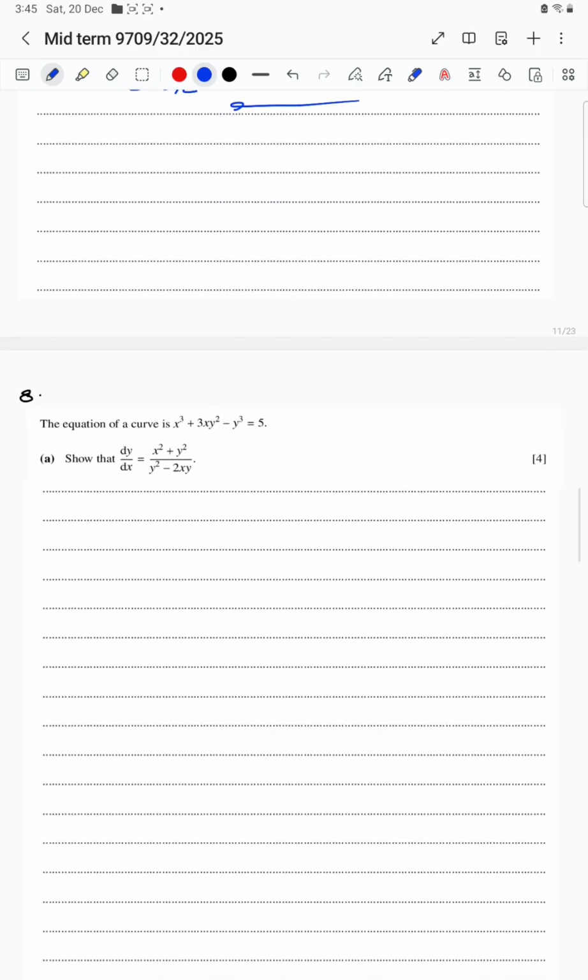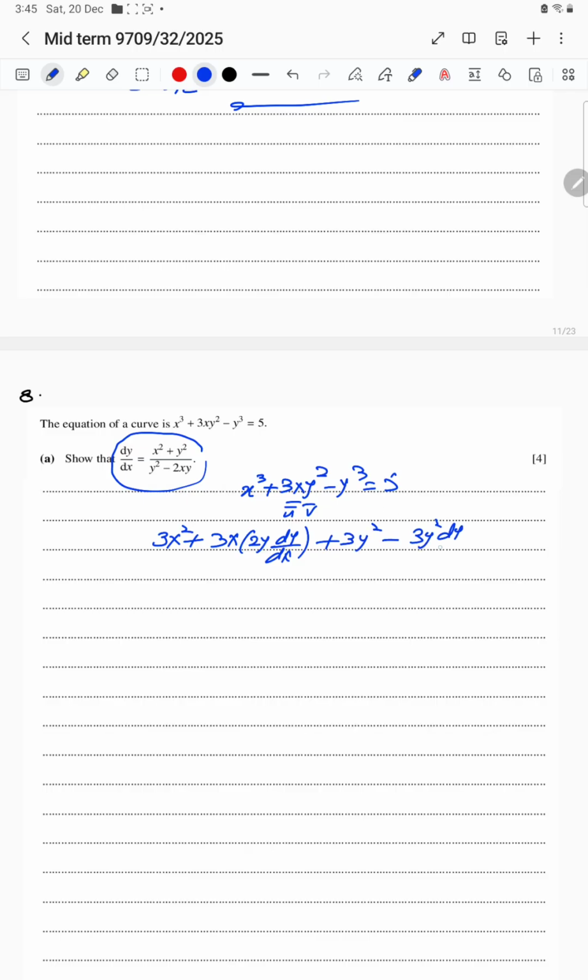Okay, here the question again is a free marks question. You have to show this. An explicit function is there, and you have to find dy by dx. So differentiate: x cube is 3x square, and here you will see the product rule, 3x and y square is 2y dy by dx plus y square times 3, and y cube will be 3y square dy by dx, and equal to the differential of the constant, 0, because 5 is constant.